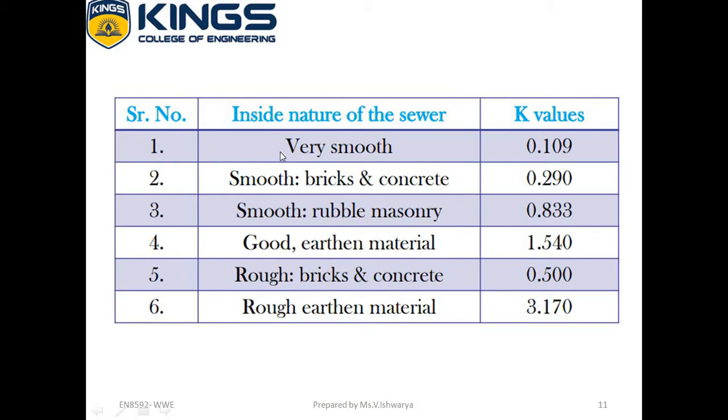For example, if the surface of the sewer is very smooth, the K value lies between 0.109, and for a normal smooth surface like bricks or concrete the K value will be in the range of 0.29, and for rubble masonry the K value is 0.833, and for good earthen materials the K value may be 1.54, and for rough brick and concrete the value will be 0.5, and for rough earthen materials the K value lies at 3.17.